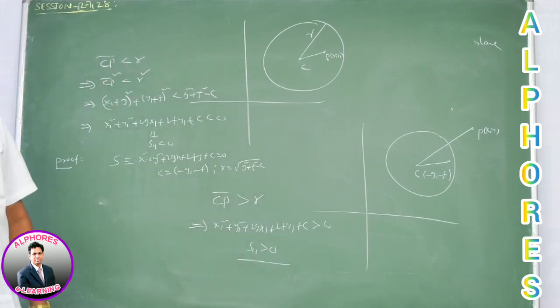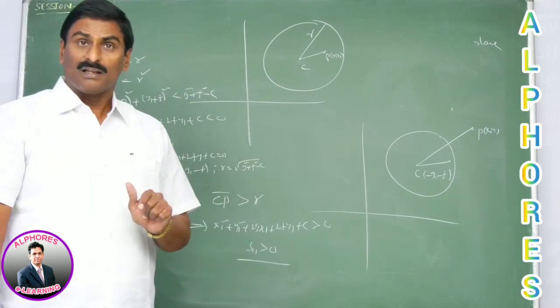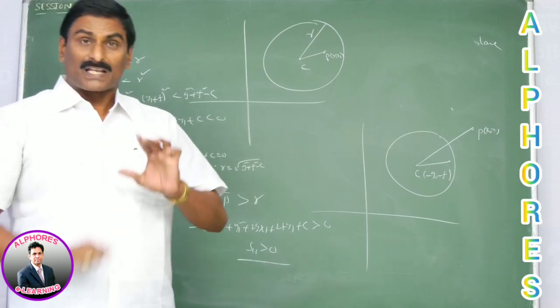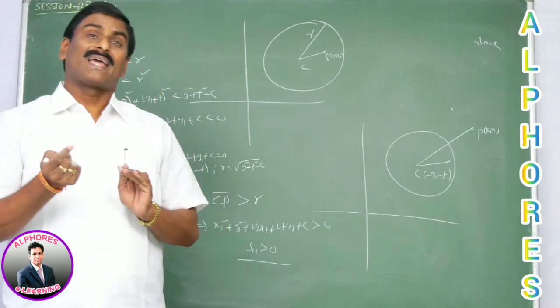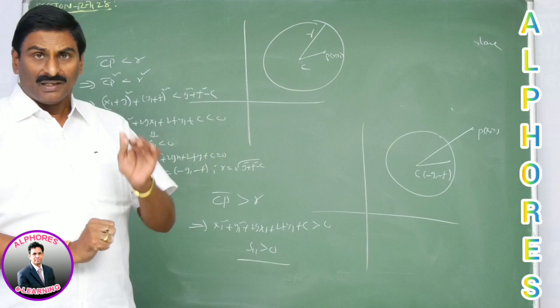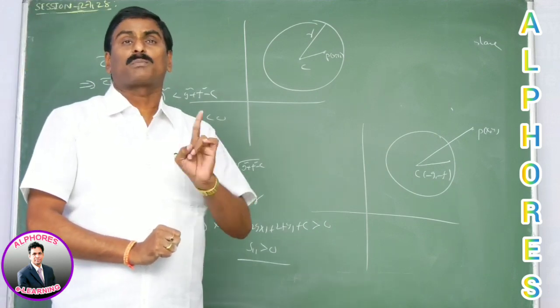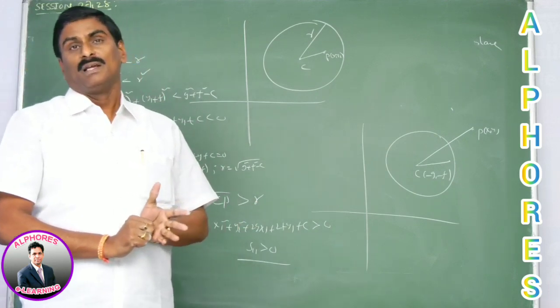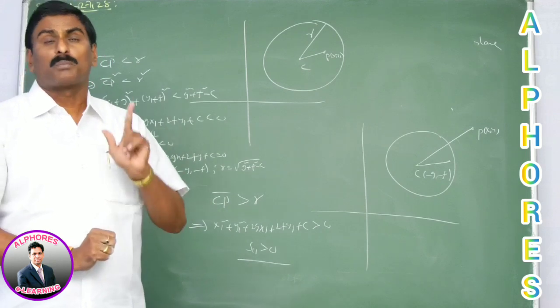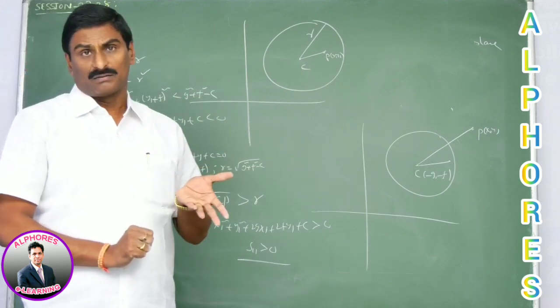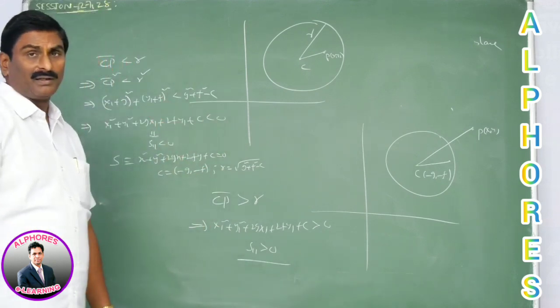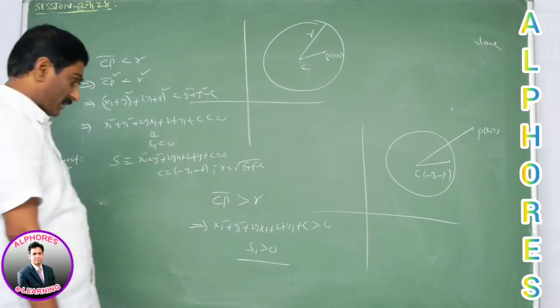To find the position of a point with respect to the circle, we find S11. If S11 is equal to 0, that point lies on the circle. If S11 is less than 0, that point lies inside of the circle. If S11 is greater than 0, that point lies outside of the circle. Very important point.